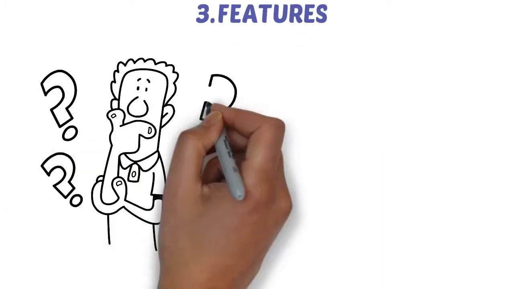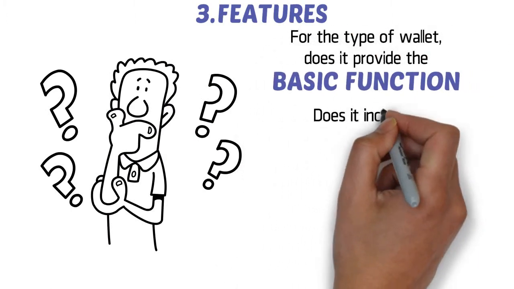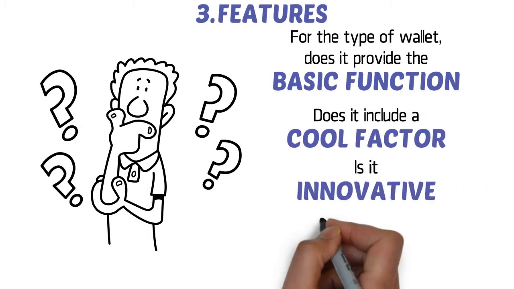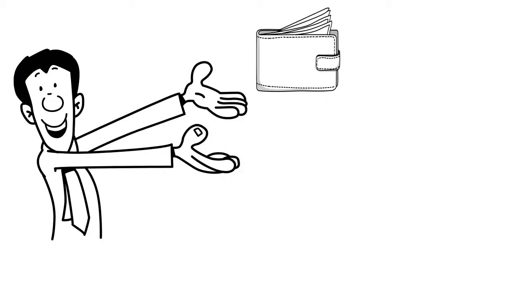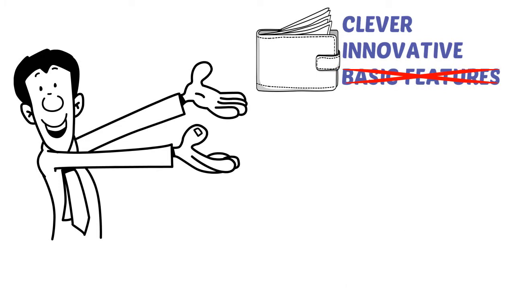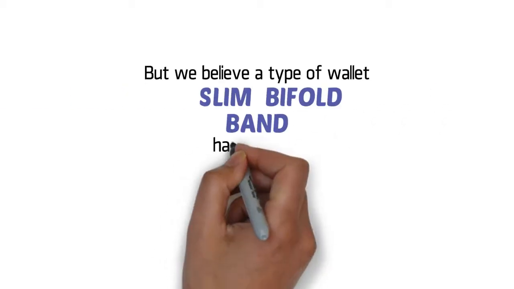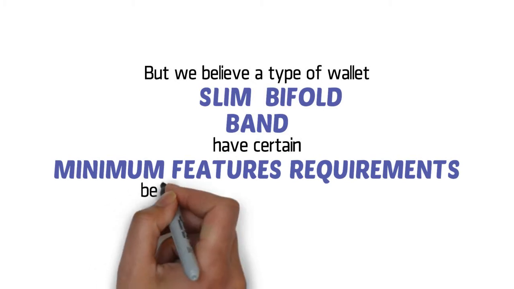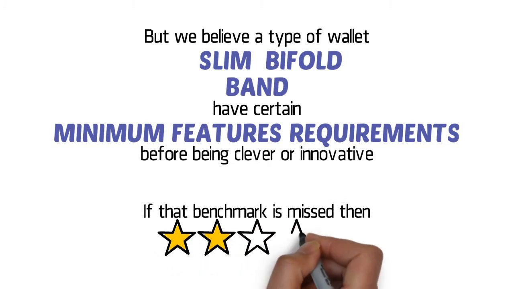Features is the third criteria in the formula. What's included in this? For the type of wallet, does it provide the basic functions expected? Does it include a cool factor? Is it innovative? Is the styling clever? And is it practical? There are some wallets that are incredibly clever and innovative, but they miss many basic features of the type of wallet it is. That trade-off may be acceptable to the consumer, but we believe a type of wallet like a slim, bifold, or band have certain minimum features requirements before being clever or innovative. If that benchmark is missed, then the score will be lower.